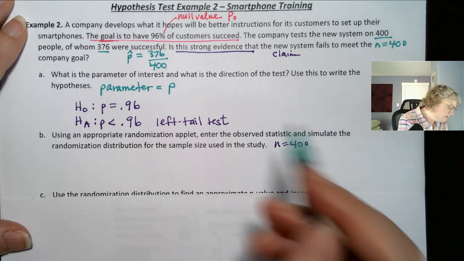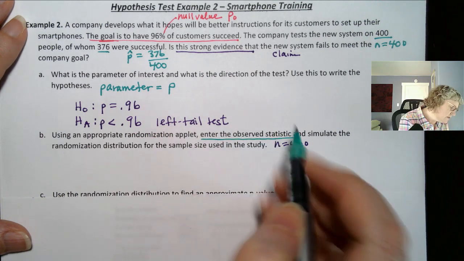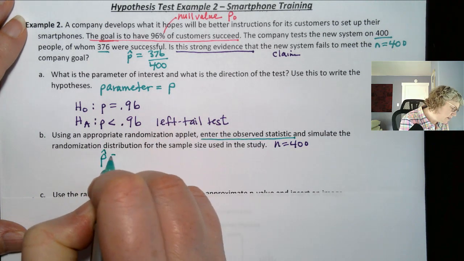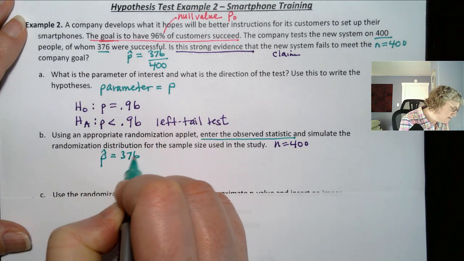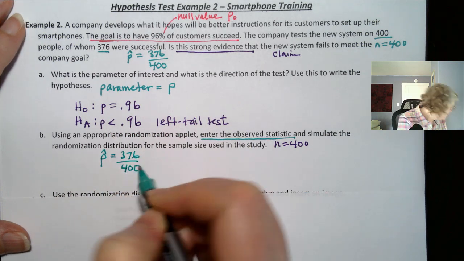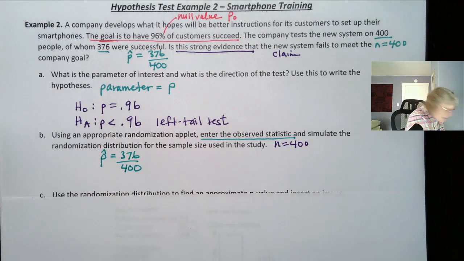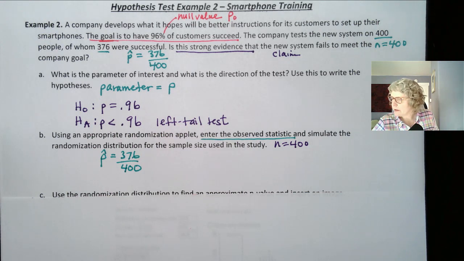Under here, enter the observed statistic. I need to write my p hat is 376 out of 400. Whoops, I still haven't found my calculator. I'll use my phone real quick.